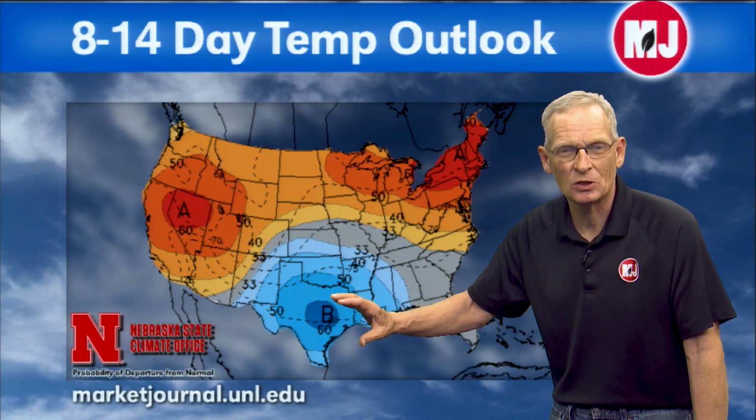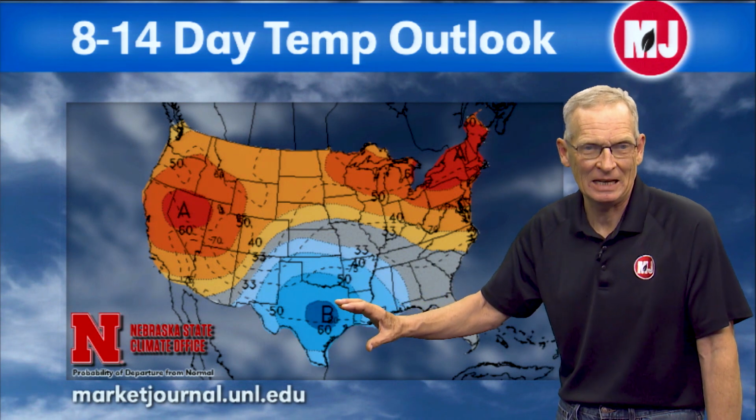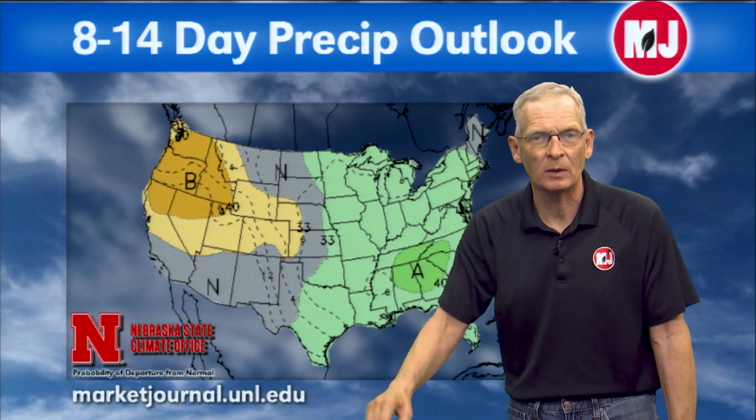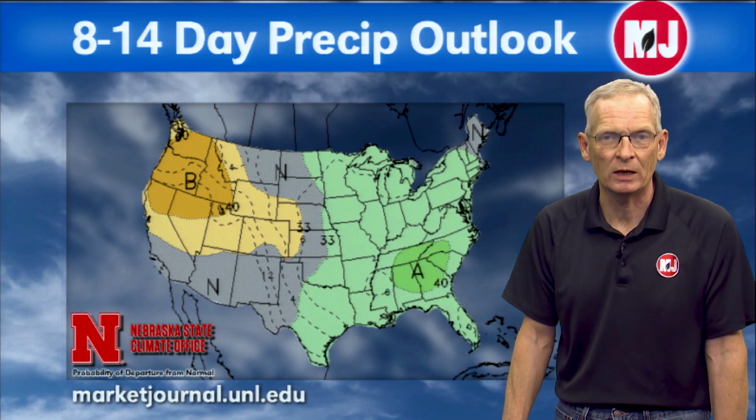As we go even farther out, we see below normal temperatures to our south, according to CPC, above normal to our west. And in terms of precipitation, the vast majority of precipitation shifts off to the east, although there are signs of another low developing in the Pacific Northwest for around the second week of June.